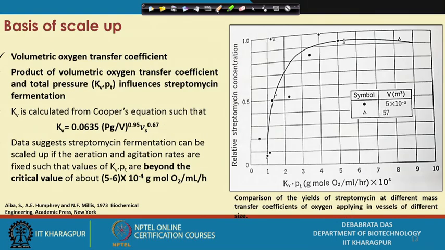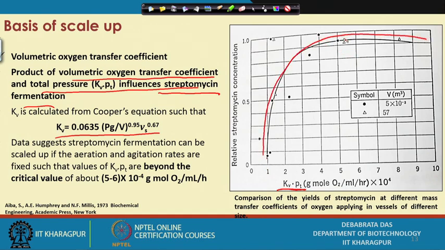The next example is the streptomycin fermentation process. Here I try to correlate the volumetric mass transfer coefficient. The product of the volumetric oxygen transfer coefficient and the total pressure influences the streptomycin fermentation process. This is the volumetric oxygen transfer rate, and PT is the total pressure. As it changes, the relative concentration of streptomycin changes like this. After some time it attains a plateau, so here we get the maximum amount of streptomycin production. What is written is that 5 to 6 times 10 to the power minus 4 gram mole oxygen per milliliter per hour will give the maximum amount of product formation.